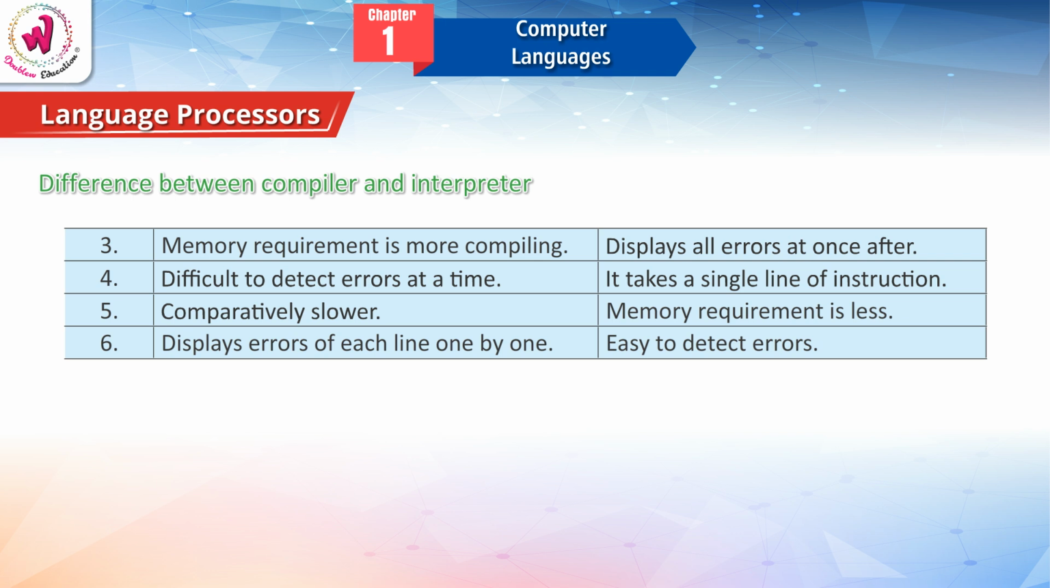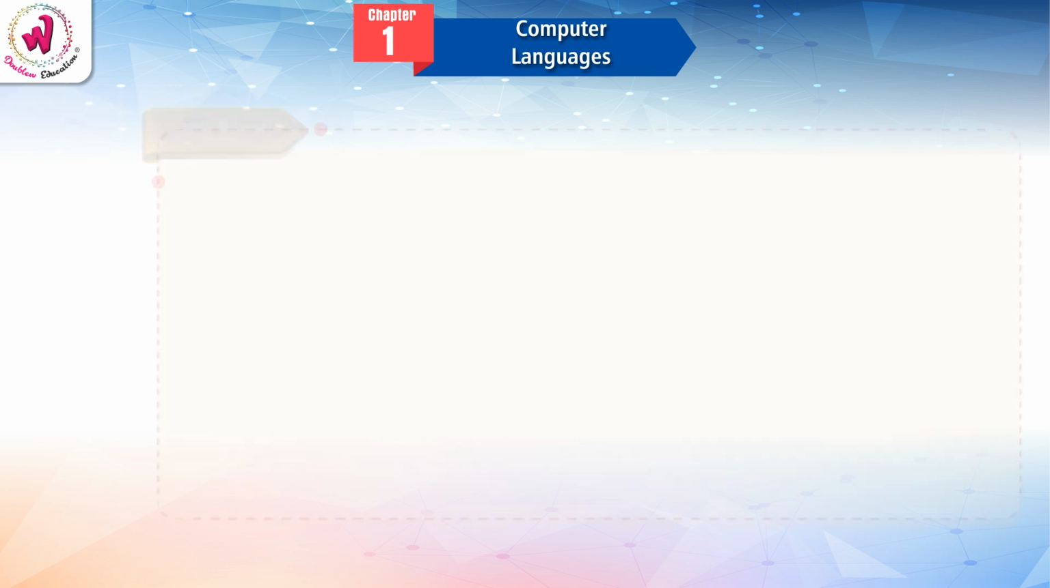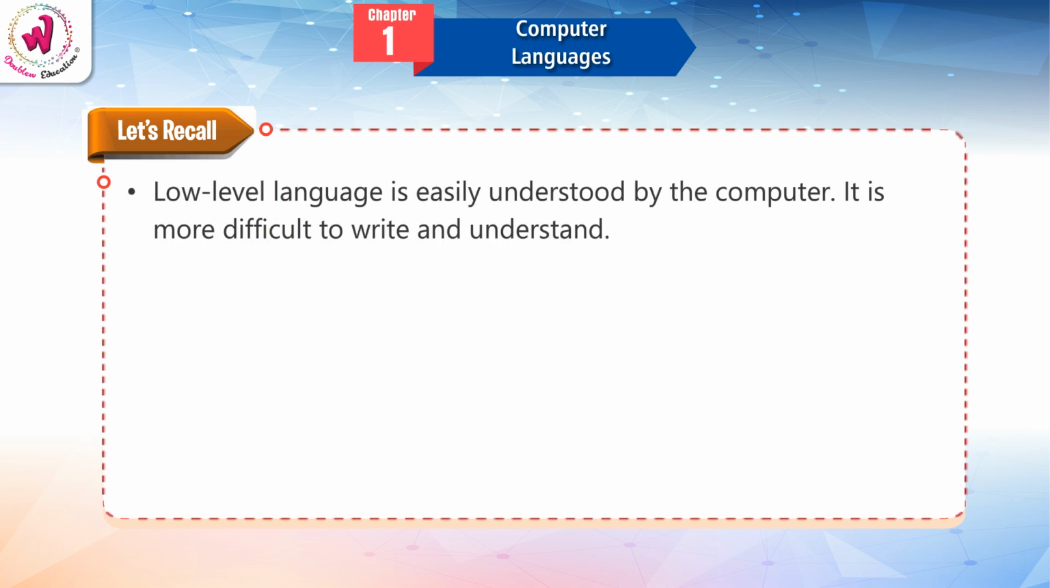Interpreter: It takes a single line of instruction. 5. Comparatively slower. Memory requirement is less. 6. Displays errors of each line one by one. Easy to detect errors.